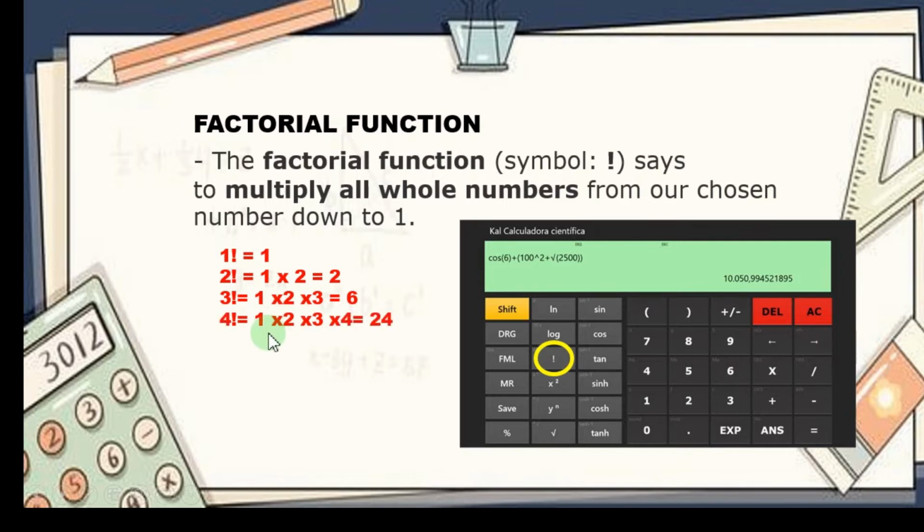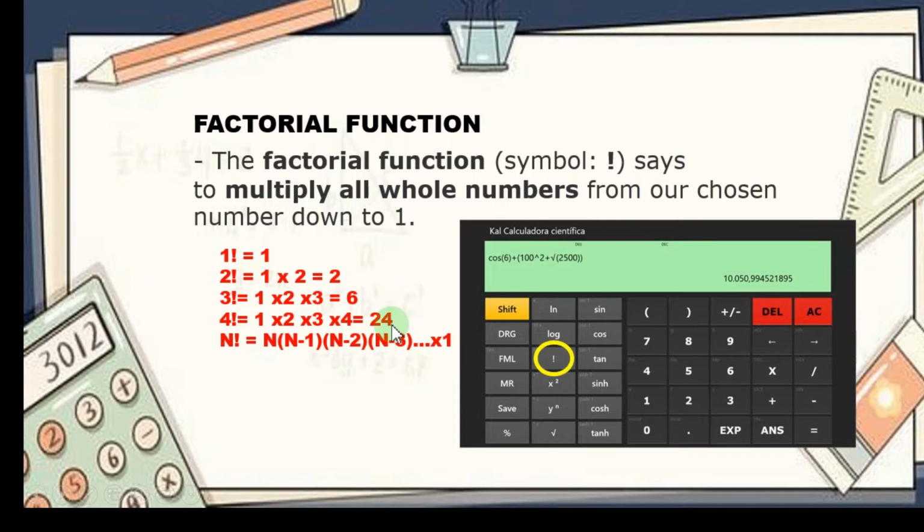4 factorial. Following the pattern, we have 1 times 2 times 3 times 4. And that is equivalent to 24. So, in general, if we have n as our positive integer, the factorial is denoted by n, then n minus 1, the previous integer, n minus 2, n minus 3, down.